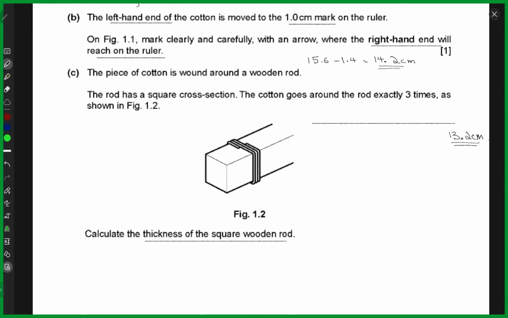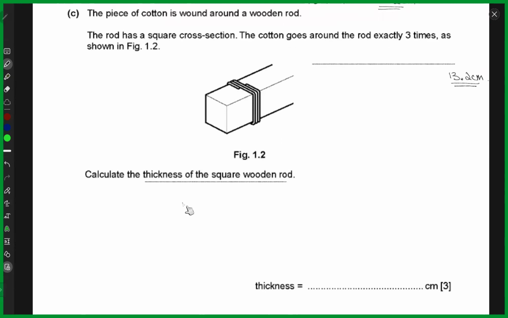So can anyone tell me how we would go about this problem? You can divide it by 3. All right, so you're saying that we would take the length of the cotton, which is 13.2, and divide it by 3. So that would be 13.2 centimeters divided by 3. What's the reason for this? Why would you think that we would be doing this?